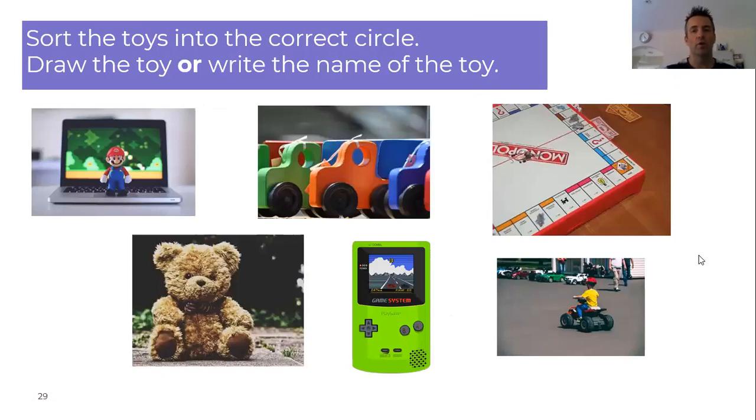So you've got 1, 2, 3, 4, 5, 6 pictures. You're going to draw and label, or just draw and label. And can you put these toys into the correct box, whether they are electronic or non-electronic toys? Off you go. Good luck. Pause the video now.